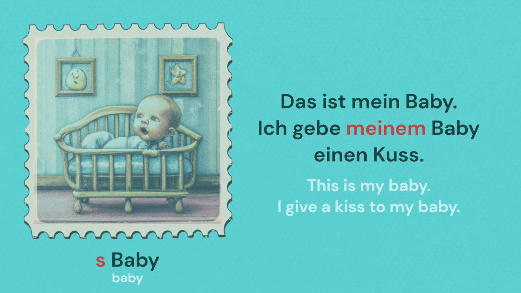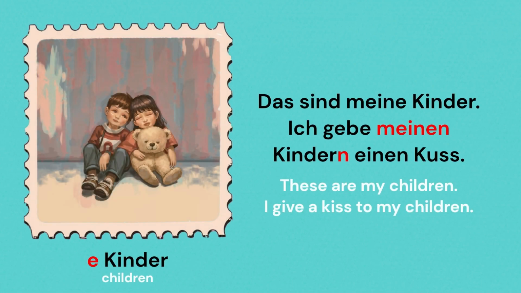Let's look at the plural case. Das sind meine Kinder. Ich gebe meinen Kindern einen Kuss. In this case, since the article for Kinder is die and it's plural, the possessive pronoun would be meinen. And do remember, there's an extra n added to the plural noun, which makes it Kindern. These rules for masculine, feminine, neutral, and plural apply to all other possessive pronomen.